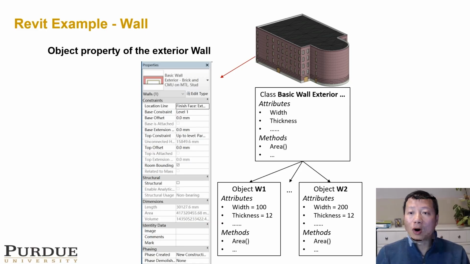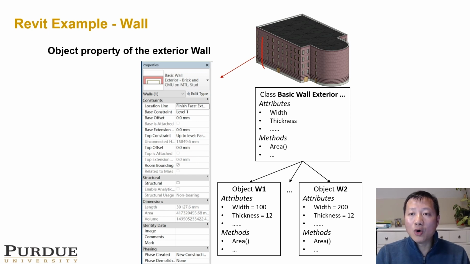If you look at the wall on the right side, this shows we have quite a few walls here. Now, all the walls belong to a class called the basic wall exterior. At the class level, we have a list of attributes and a list of methods, or functions, or behavior. Under the same class, we can create as many exterior walls as possible. Of course, they will have different IDs, and the attributes may have the same value or might be different.